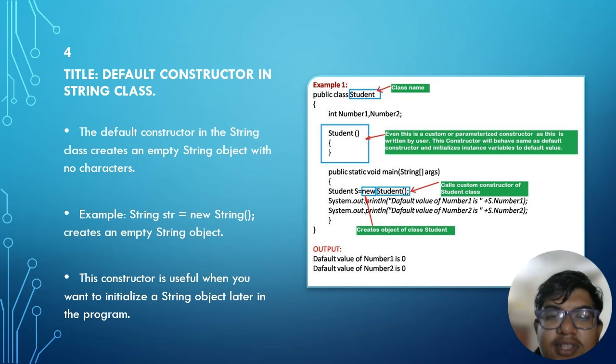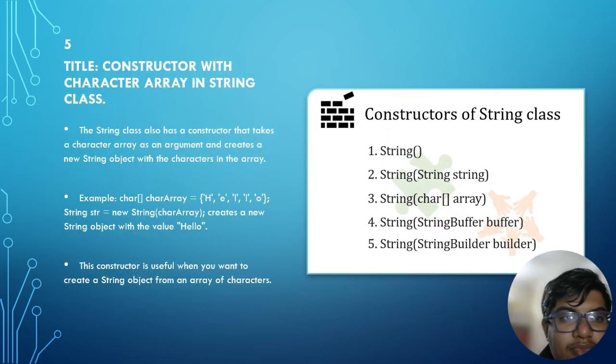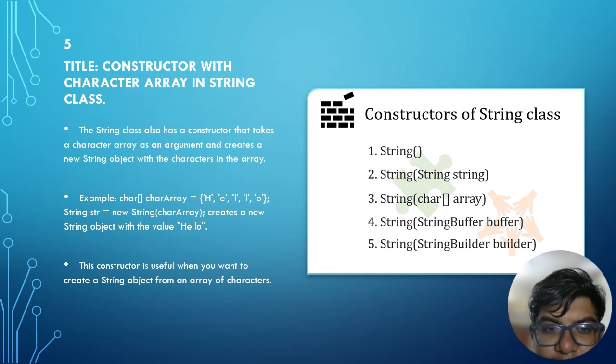Now one type of parameterized constructor is with a character array in the string. So here you can see the types. There is the normal default string, and this is the copy string, which you call the second one. It is also called a copy string, and you have a character.